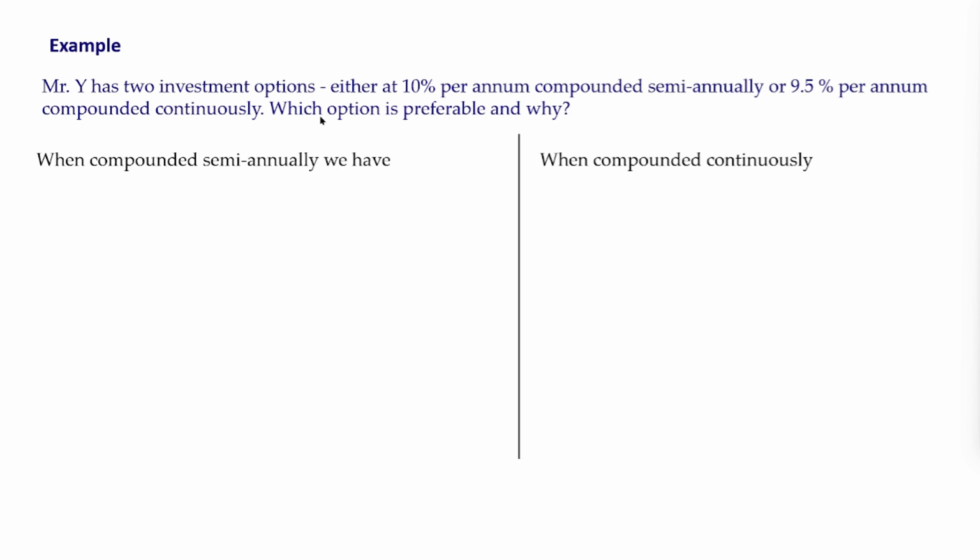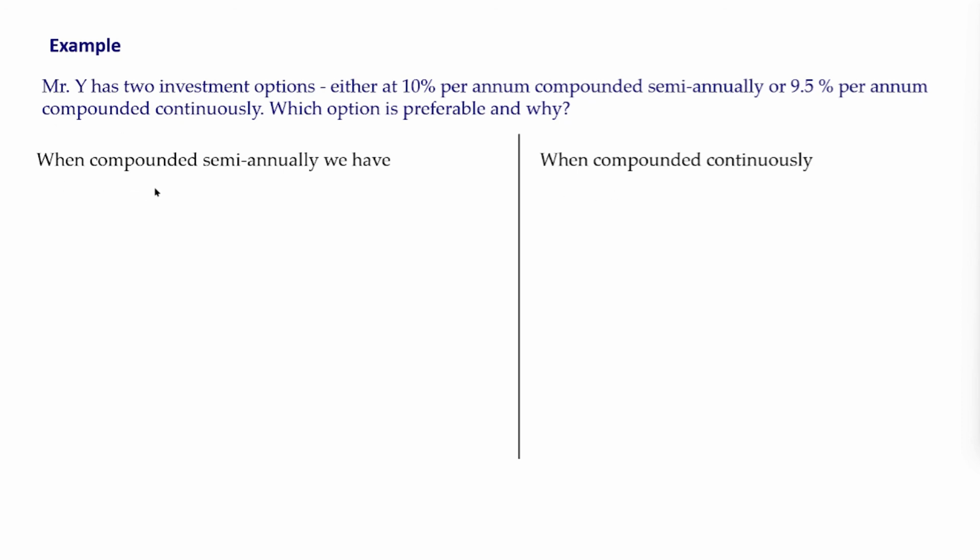Now we have an example question. Mr. Y has two investment options, either at 10% per annum compounded semi-annually or 9.5% per annum compounded continuously. Which option is preferable and why? So there are two investment options. The first one is 10% per annum compounded semi-annually and the other one is 9.5% per annum compounded continuously. We need to find which is a better option by finding the effective interest rate in each of these.